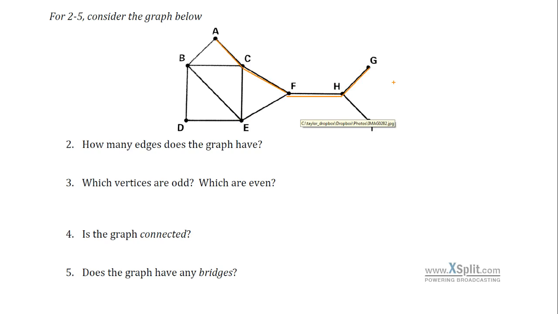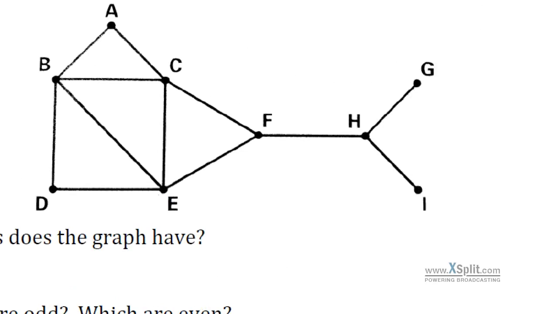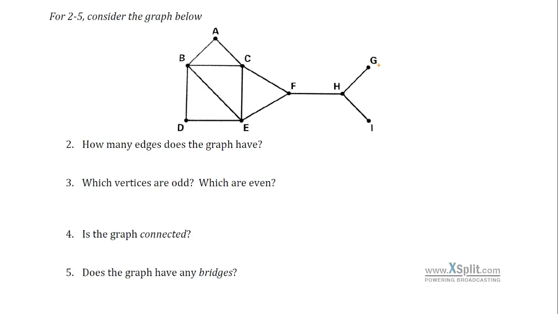Does it have any bridges? Keep in mind that a bridge connects two parts of the graph if it's the only thing that connects those two parts. So we can see here that we have this portion of the graph and this portion of the graph that is connected by a bridge, FH. So yes, this graph definitely has some bridges. There's a bridge right there that connects the two pieces of the graph.